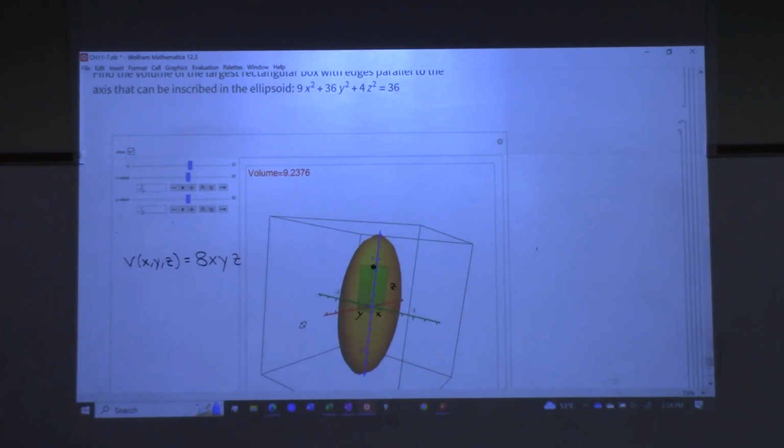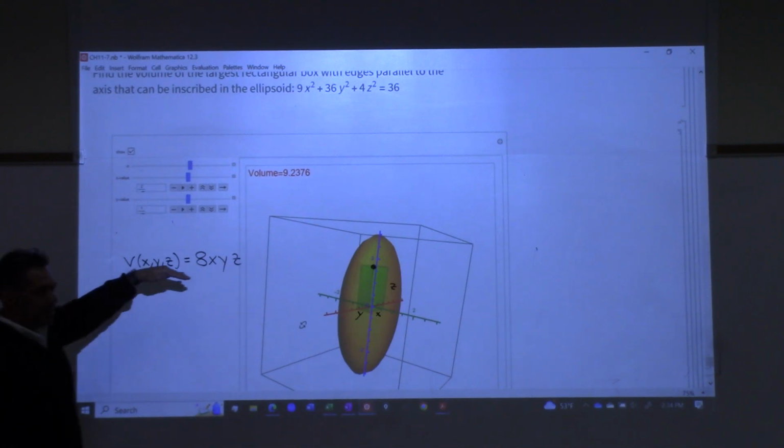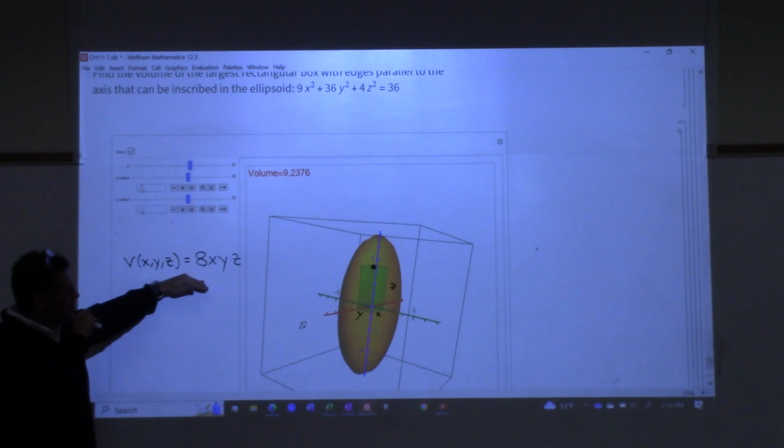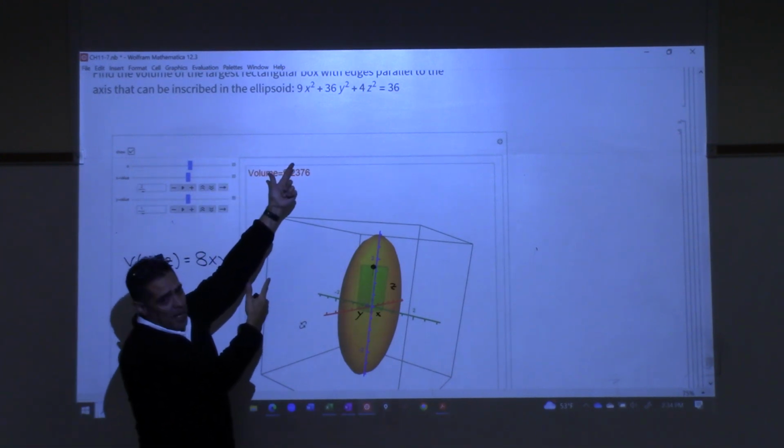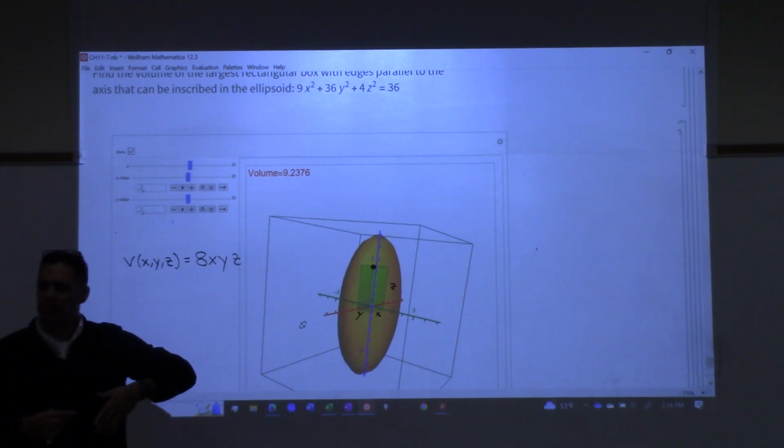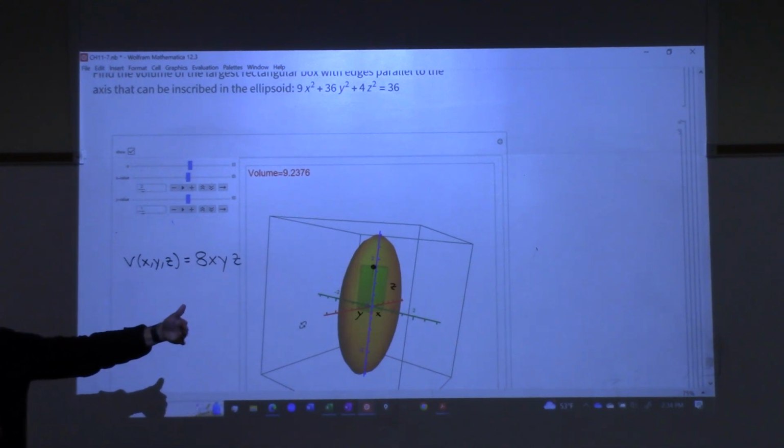If I do that, that's it. I just set up the Lagrange. I take the partial of the volume with respect to x, which equals lambda times the partial of the constraint with respect to x. That's your first equation. Then the second equation. You get the idea?